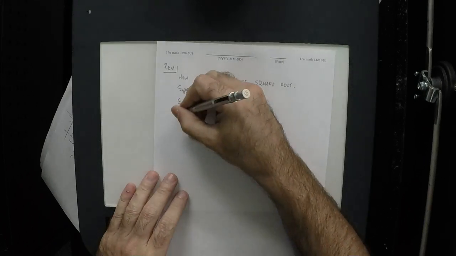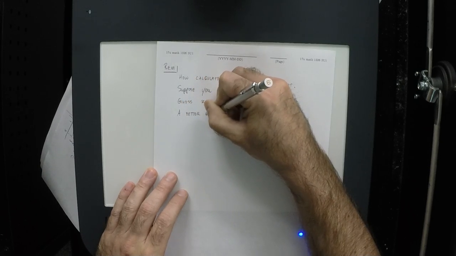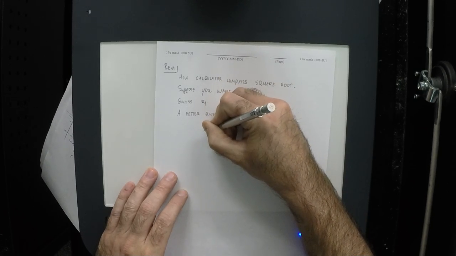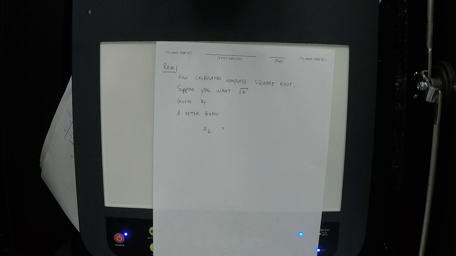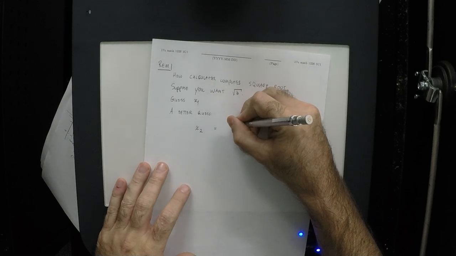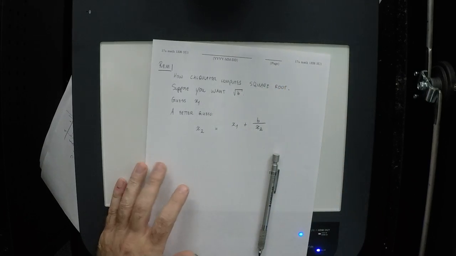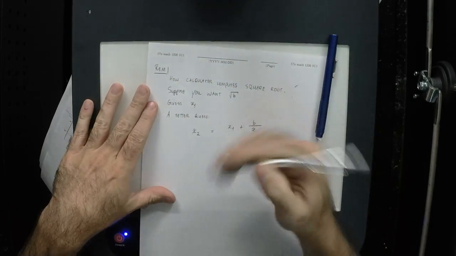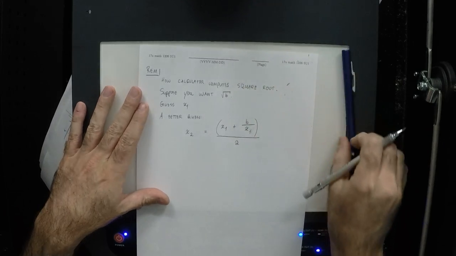Okay? So a better guess, which I'll call x2, is equal to the following thing. What I'm going to do is show you how to get a number from your guess to make a new guess that is the average of another guess that's too high and another guess that's too small. So let's think about this thing that I just wrote.